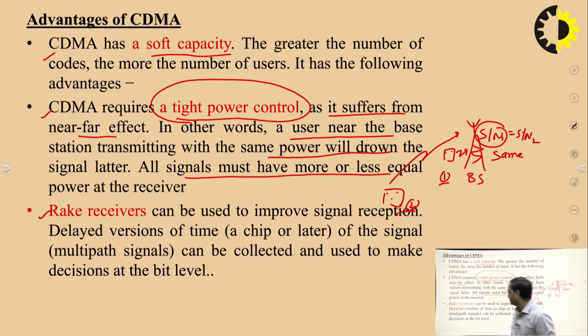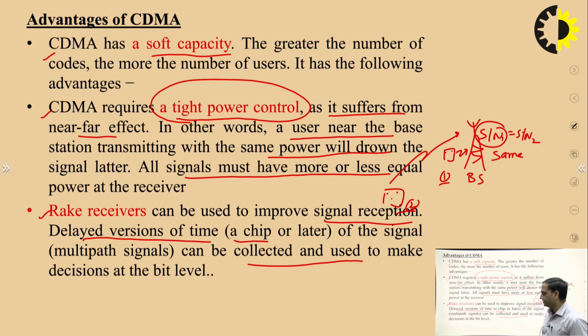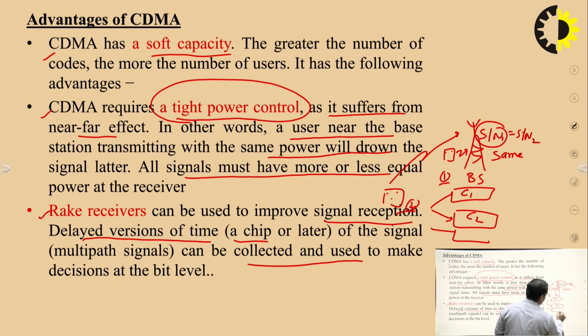Next is the rake receivers. These rake receivers can be used to improve the signal reception, using delayed versions of the signal in time. That delayed version of time, which is one slot, is called one chip of the signal, and it can be collected and used to make decisions at the bit level. So the solution for this CDMA system is the rake receiver. In the rake receiver, we use different correlators. These correlators are nothing but matched filters, right?